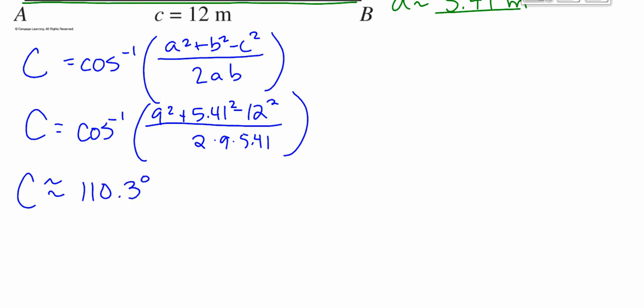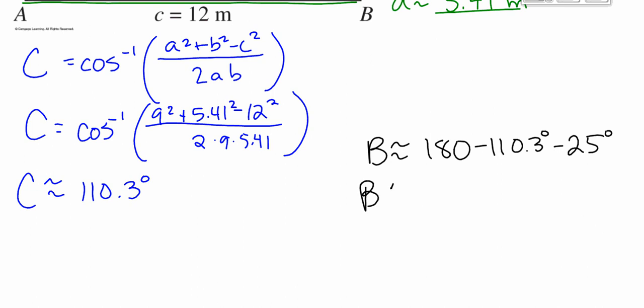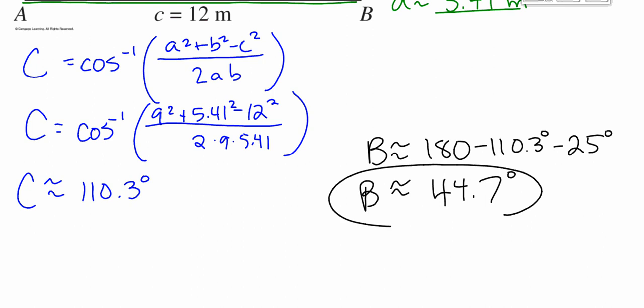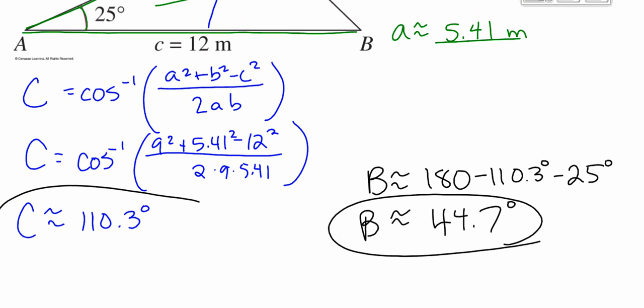If you do it that way, then to find that third angle, you can just use the sum of the angles of a triangle equals 180. So then to get B, B is approximately equal to 180 minus the 110.3 degrees minus the given angle, which is 25 degrees. So B is approximately 44.7 degrees. So your angles are here, and that side I can just barely see is right here.